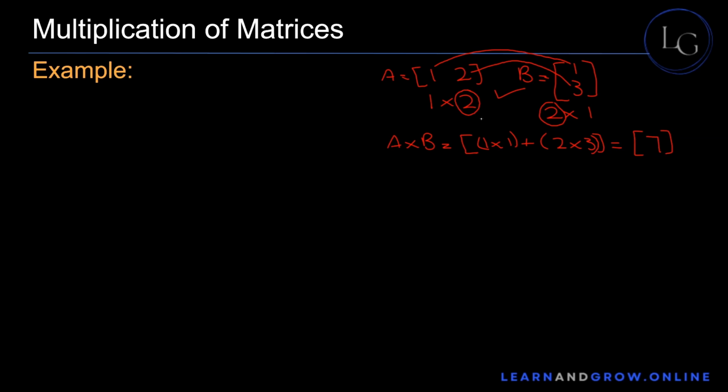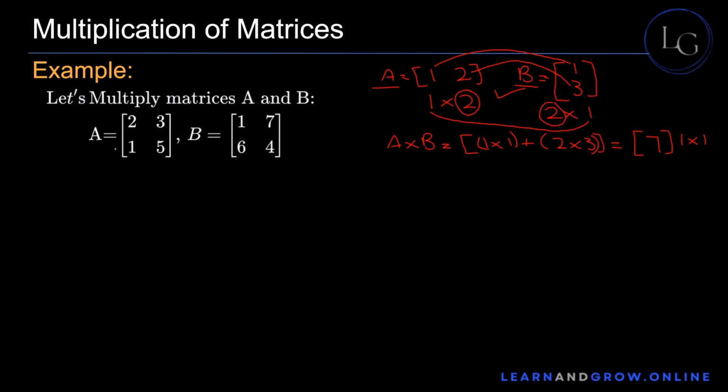Now, a very handy trick to confirm the order of the resultant matrix. So 7 here is of the order 1 by 1. To see if this is the correct order, you'll just simply find these two numbers. The resultant matrix must have the number of rows of the first matrix, which is A here, and the number of columns of the second matrix, which is B here. So 1 by 1. Let's see a more advanced example.